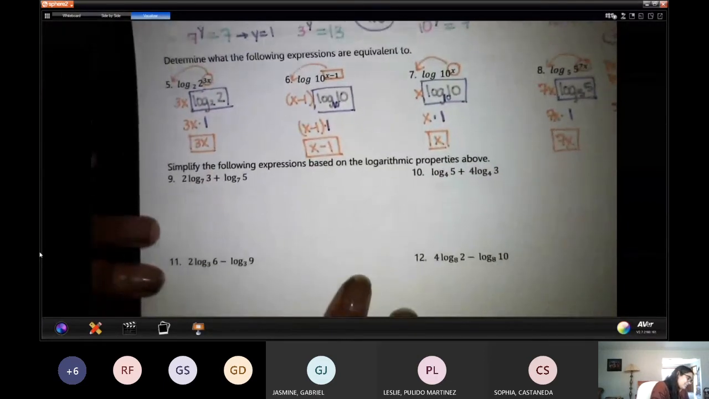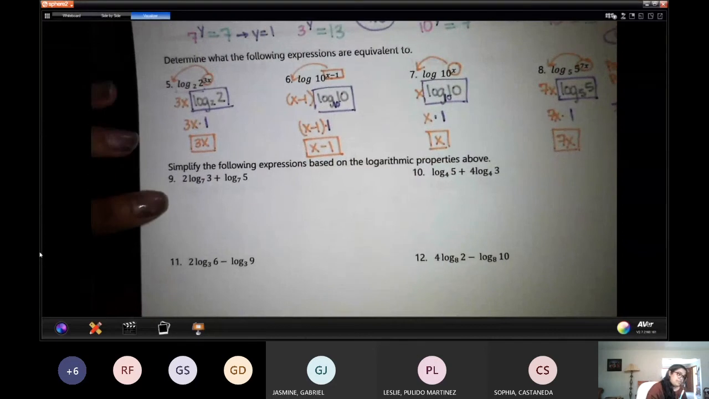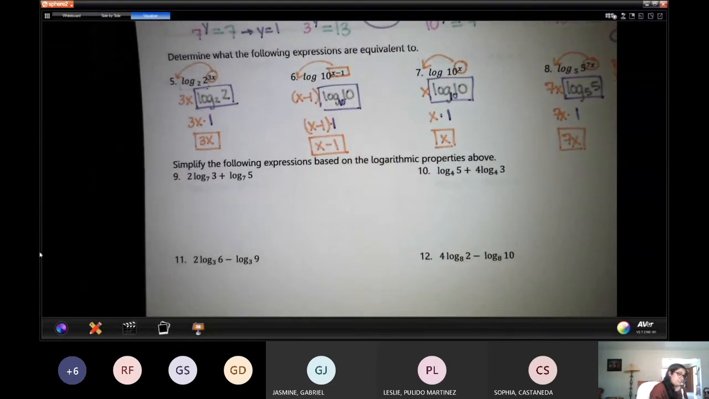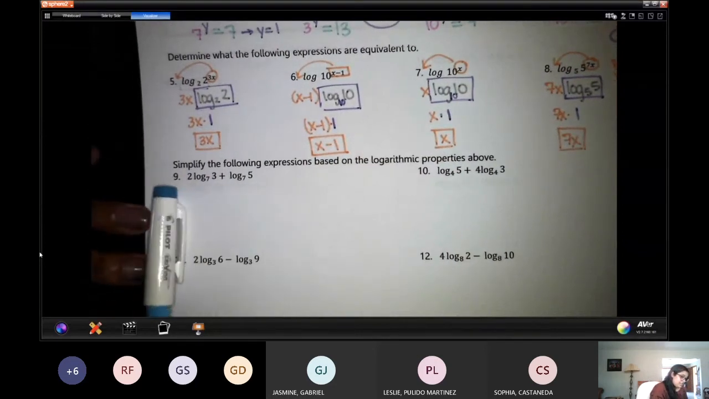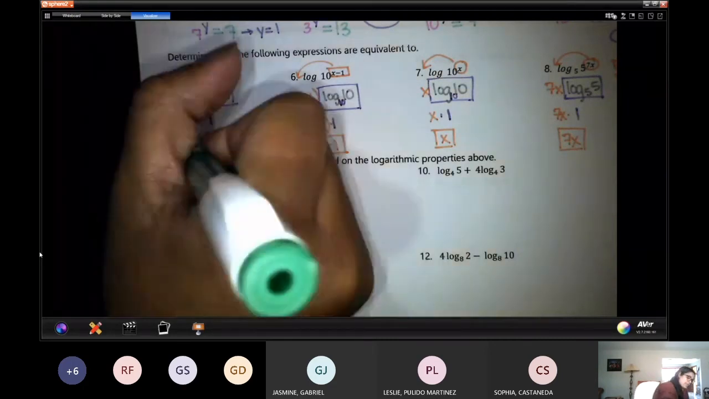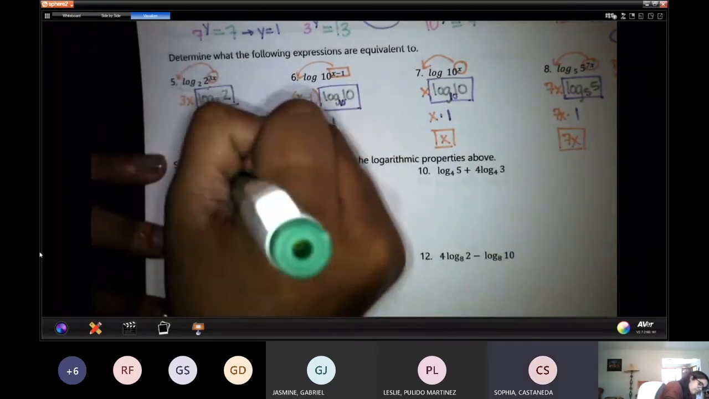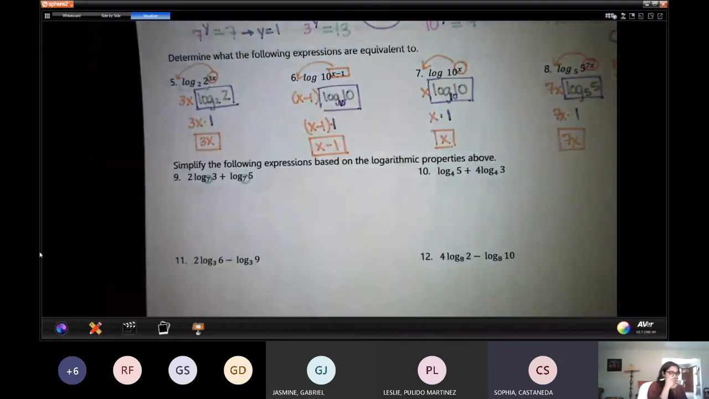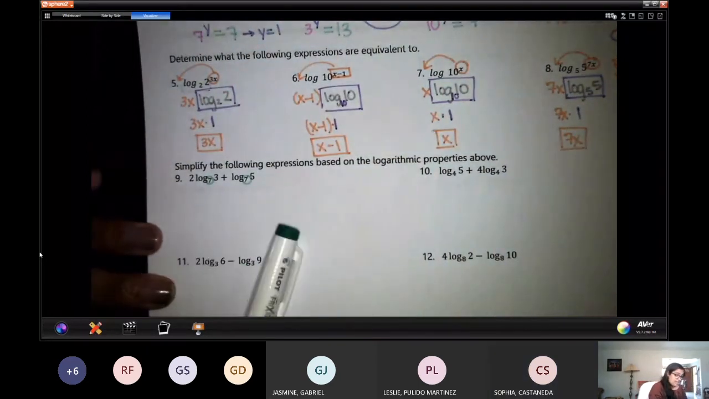Okay, so from here, we have number 9. What we're going to do first is ask, do these have the same bases? Yes, they do, right? And are we going to use the product property or the quotient property? So y'all tell me. Product or quotient? Product, right? Because we're adding. So we're going to use the product property.